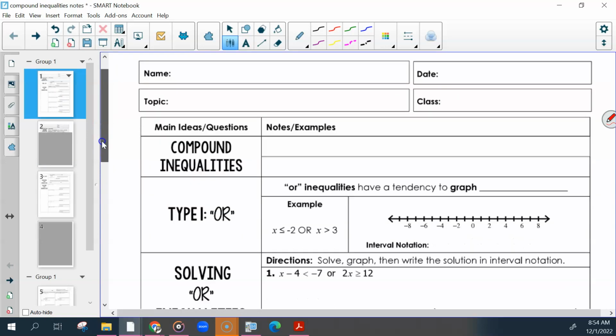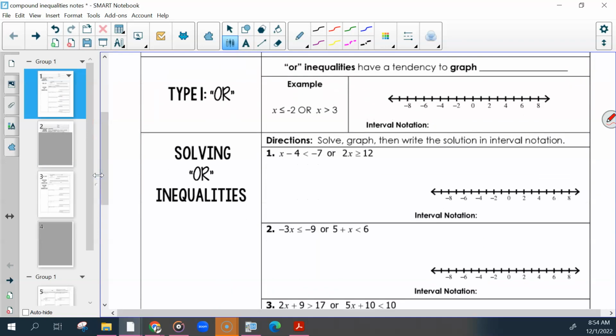All right. So let's start with one of the types, the or. In our class, when we take the quiz, when we take the test, our practice, our or inequalities have a tendency to graph apart. We'll see what that means here in a second. So if we solved it and we got this as our answer, x is less than or equal to -2, or x is greater than 3, you would draw both of them. So this would be closed circle at -2 going to the left, open circle at 3 going to the right. And it would look like that.